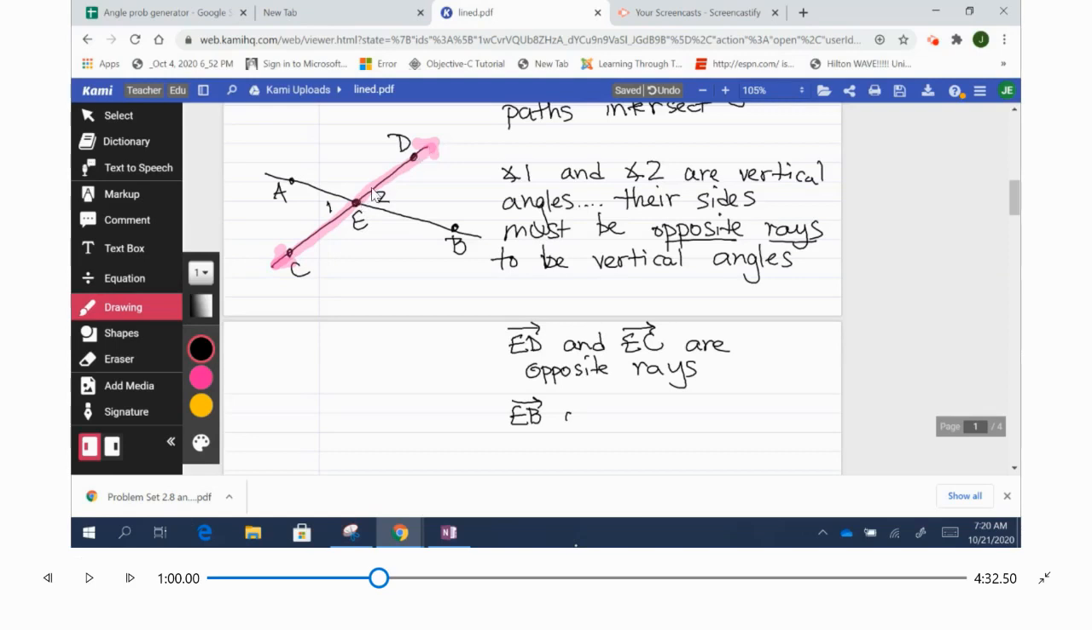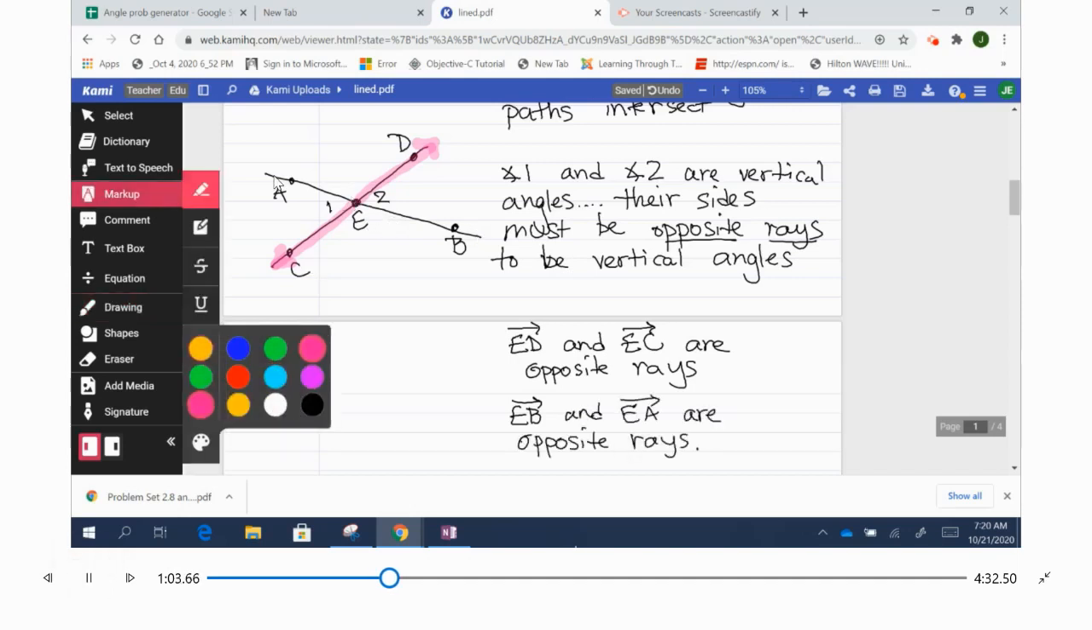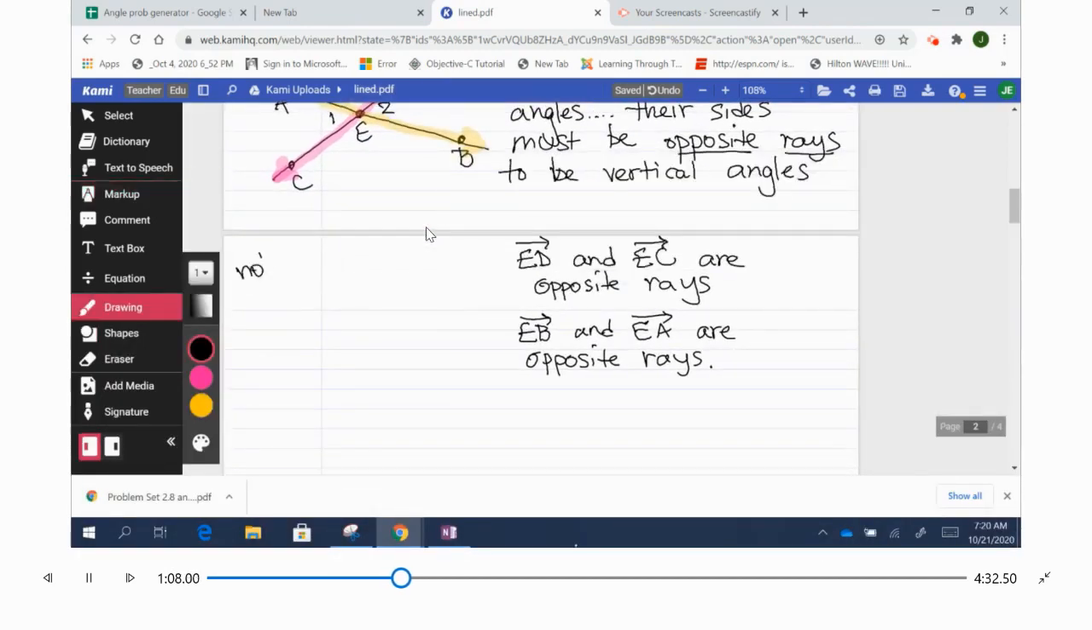So you just saw me highlight ray ED in pink, ray EC. Now, if you look together, let's say we didn't have this AE path. If you put those together, ED and EC, it would make a straight angle. So that's what we call opposite rays. And then, of course, EB and EA are going to be opposite rays.